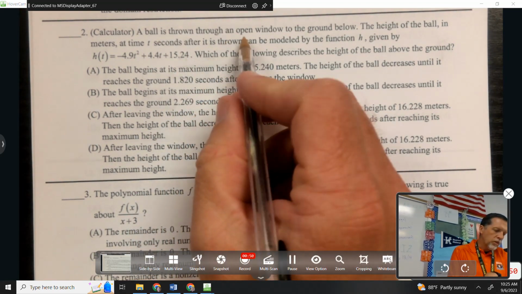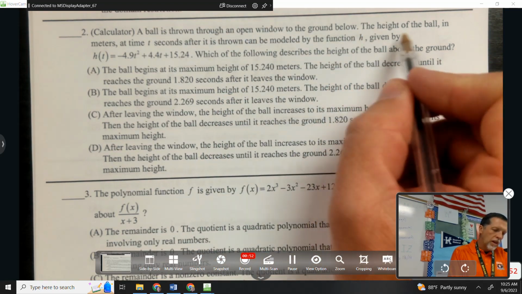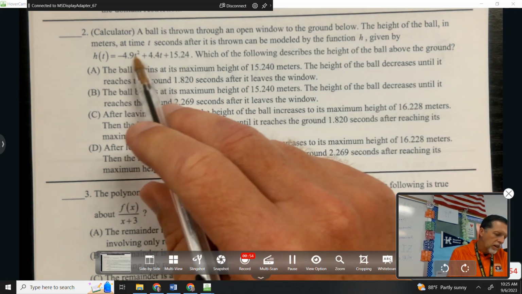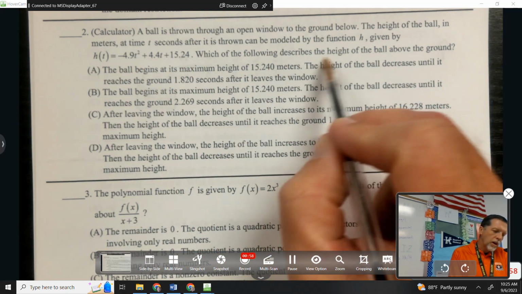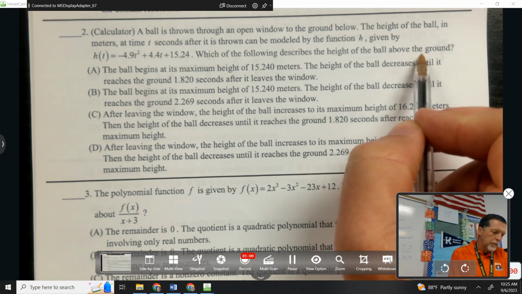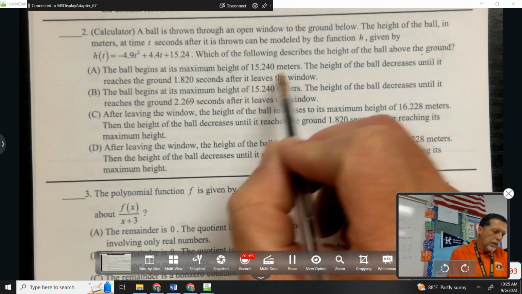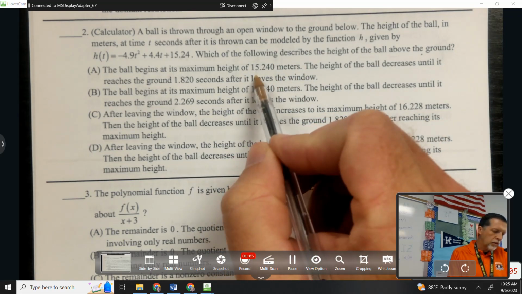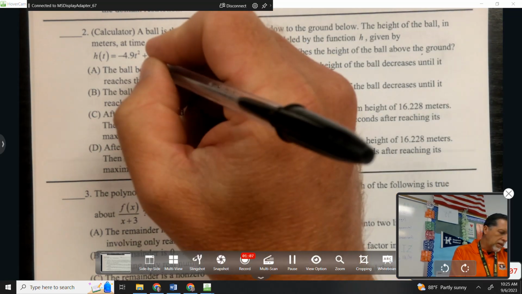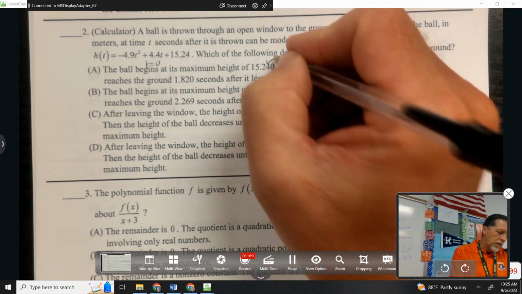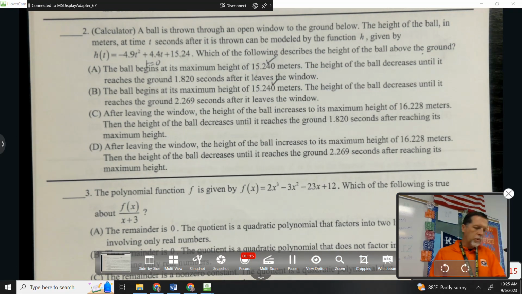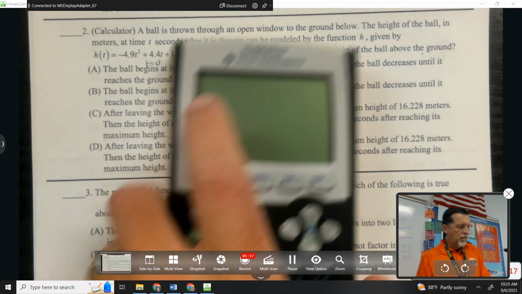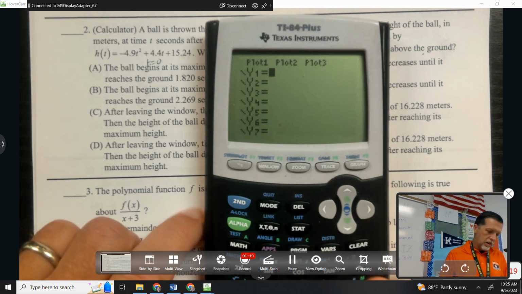A ball is thrown through an open window to the ground below. The height of the ball in meters is modeled by this function. Which of the following describes the height of the ball above the ground? The ball begins at a height of 15.24. Well, begins would be t equals 0, so that statement would be right. Begins at a height of 15.24. I don't know any more than that. I better graph that thing and just look and see what's going on here.